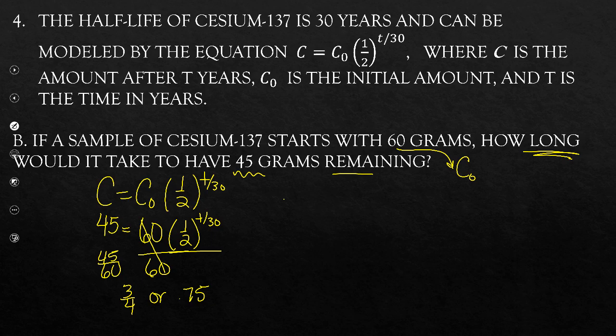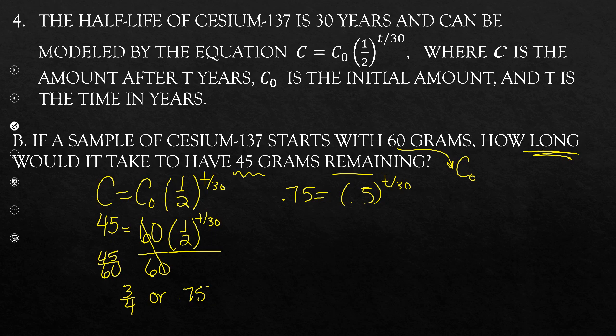So in our next part, we're going to write 0.75 equals, I'm also going to change the 1/2 to be a decimal, 0.5 to the power of t over 30. And the reason I'm doing that is so that I'm either working all with decimals or all with fractions. So we're not mixing it up and changing it as we go around.